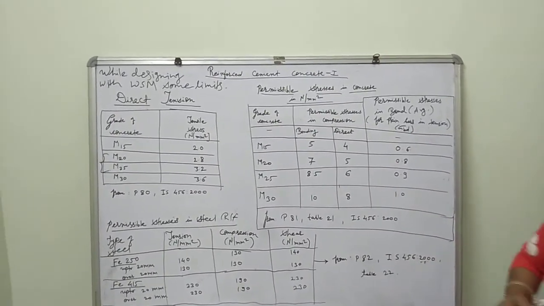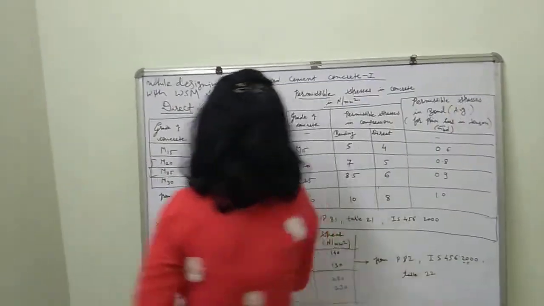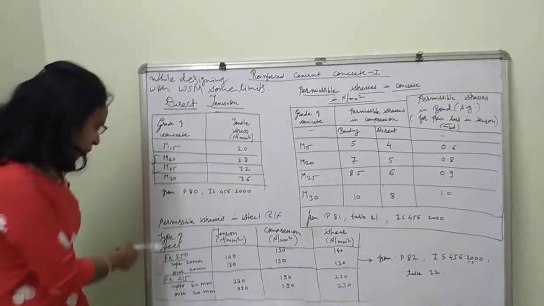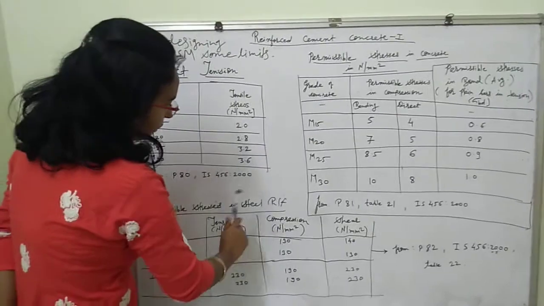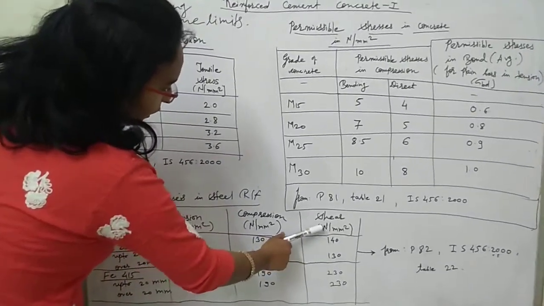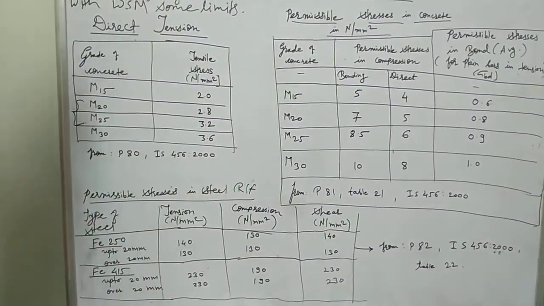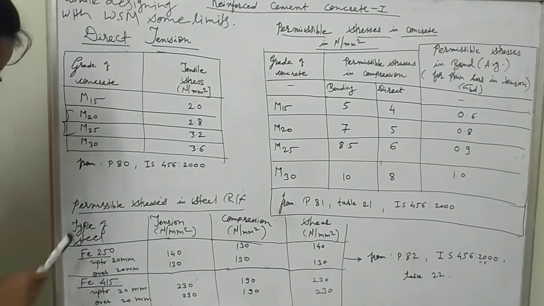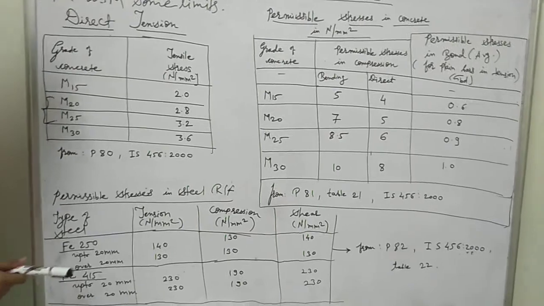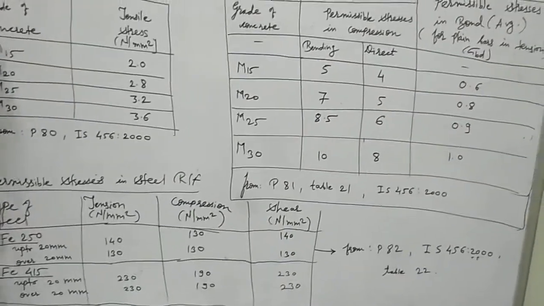Now, the permissible stresses in steel reinforcement. Type of steel, tension in Newton per mm square, compression in Newton per mm square, and shear, with the same unit, Newton per mm square. Fe250 is the mild steel and Fe415 is the HYSD, high yield strength deformed bars.